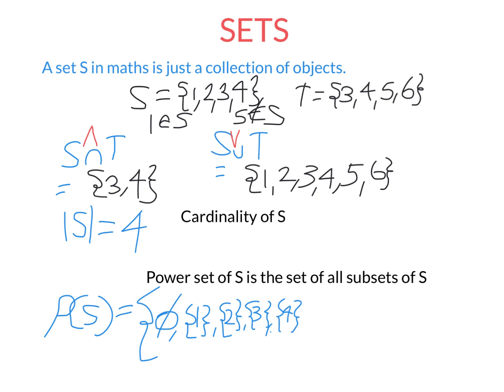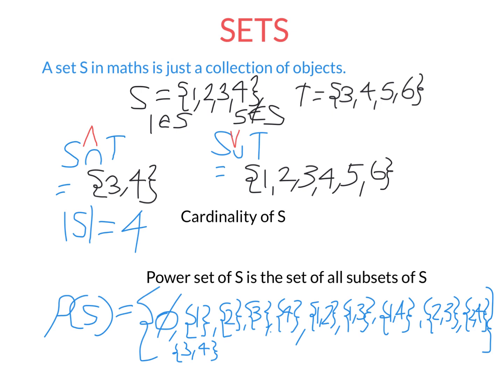Now we're going to include all the subsets of S that contain 2 elements. And there are 6 of those listed here. Note that we don't write {2, 3} and {3, 2} separately. They are the same subset. So now we're going to write all of the subsets of S that contain 3 elements. And finally, we need to include the whole set S, because any set is a subset of itself.